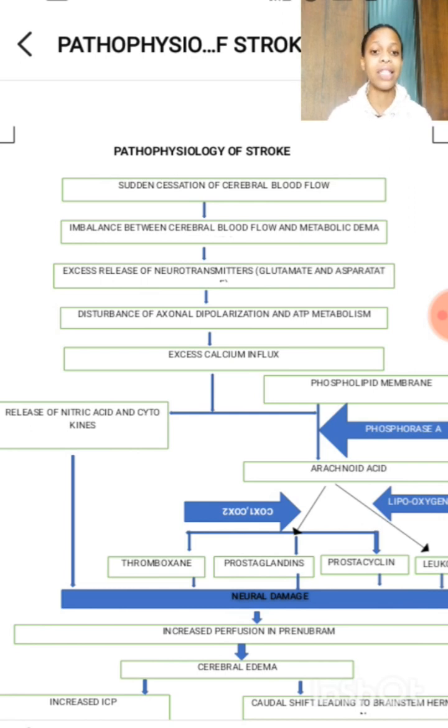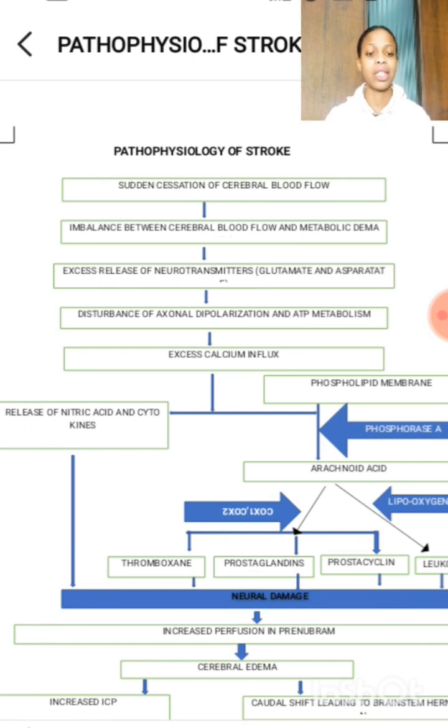And again, the excess calcium influx which happened earlier leads to release of nitric oxide and also cytokines. All these nitric oxide, cytokines, thromboxane, prostaglandins, prostacyclins and leukotrienes are not nice to the neuron, so they lead to axonal damage or neuronal damage. The neuronal damage leads to ischemia and death of the neurons, which triggers excess influx of the blood nearby the surrounding area. This leads to increased perfusion of the penumbra of the damaged area in the brain.